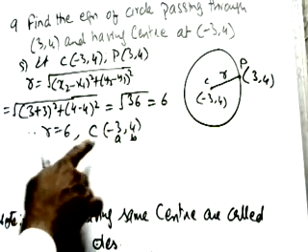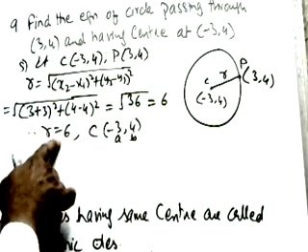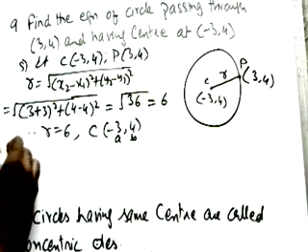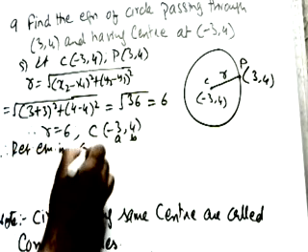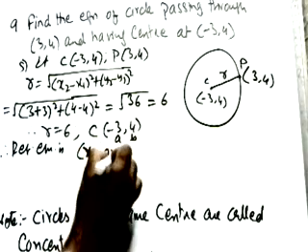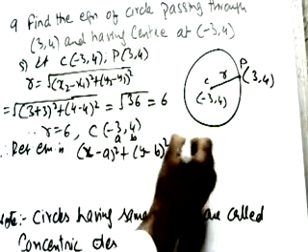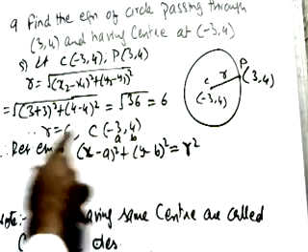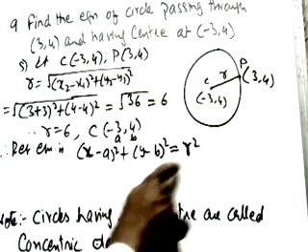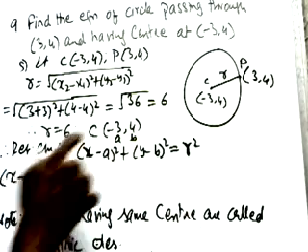So center suppose a comma b. Now we have written a formula. The equation of circle is center a comma b and radius r. Therefore, the required equation is, we have written this formula now, x minus a whole square plus y minus b whole square equals r square. Equation of the circle with center a comma b and radius r is x minus a whole square plus y minus b whole square equals r square.